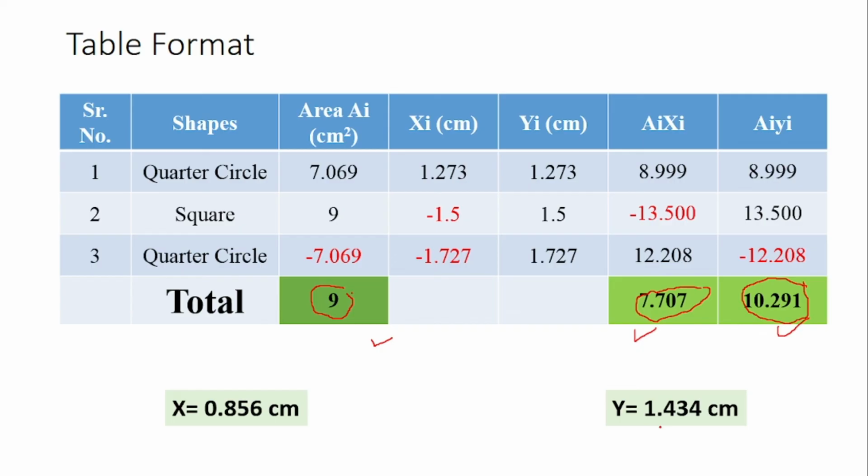So as you can see, it is very easy to find out the centroid for any shape if you know the standard shapes. And if you are able to find out area, x bar and y bar for that shape, you will easily formulate this table and easily find out the value of x bar and y bar.